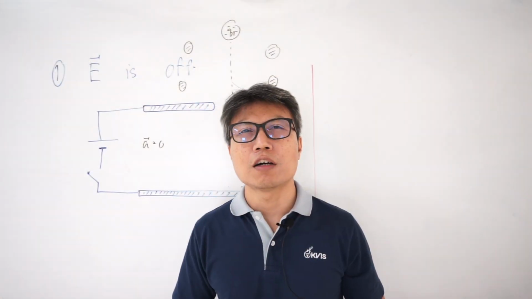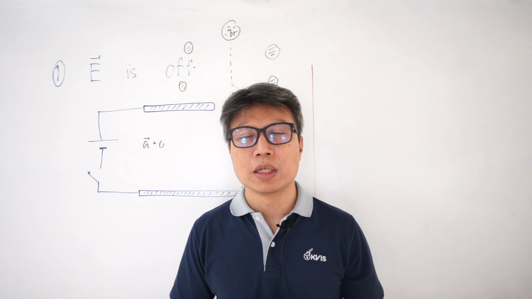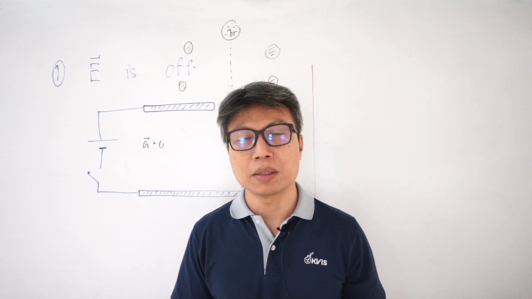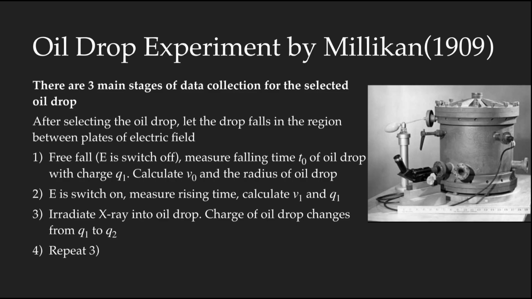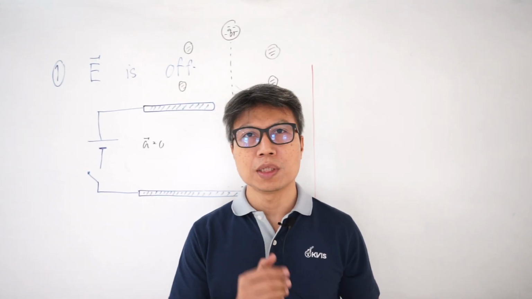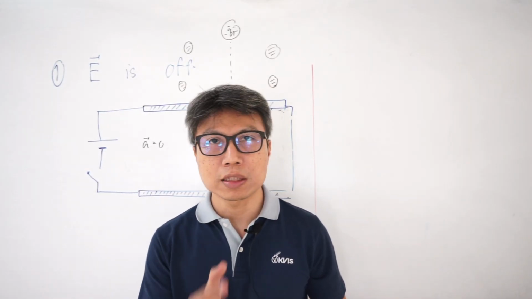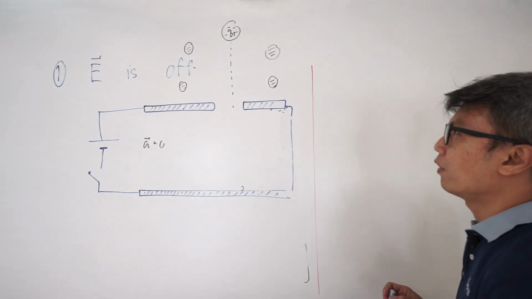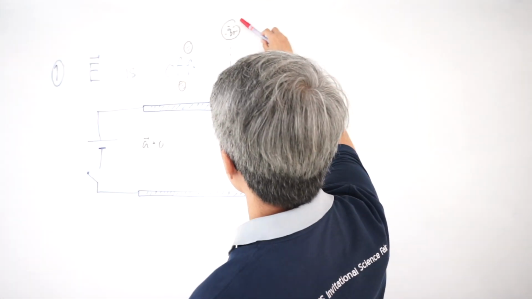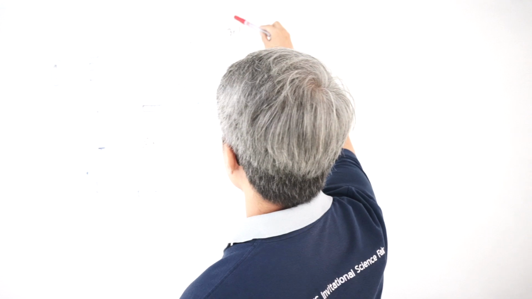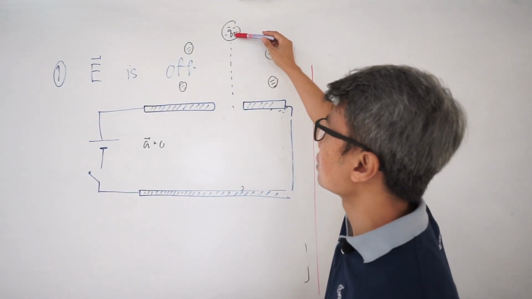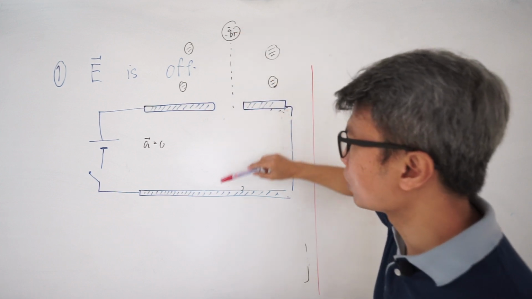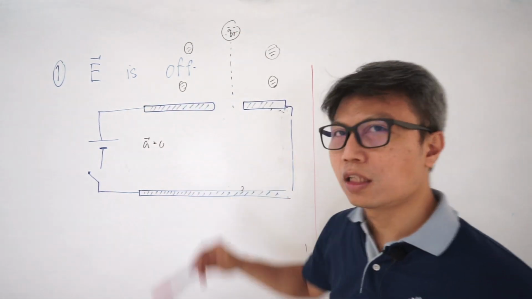For the calculation of the elementary charge of the electron in Millikan's oil drop experiment, there are at least 3 steps that we have to use for this experimental setup. First, Millikan and his PhD student have to select the drop that they are interested in. For example, they select the drop with charge minus Q1, and let the drop fall into the region between the positive and the negative electrode.